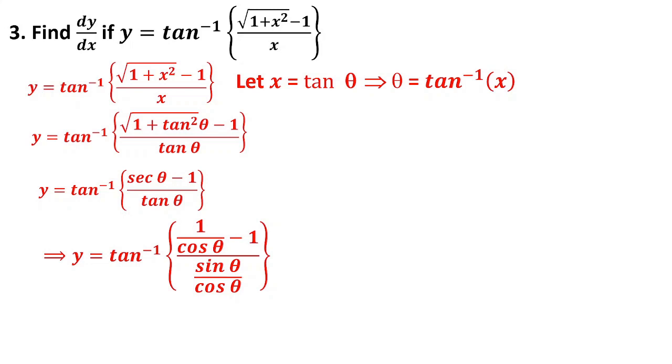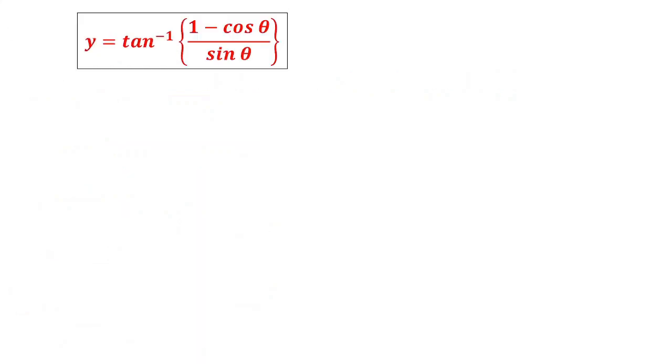Now let me replace secant and tan in terms of basic trigonometric functions. 1 by cos theta minus 1 by sin theta by cos theta. Take LCM in the numerator. It is 1 minus cos theta by cos theta. Denominator sin by cos, cos getting cancelled. So I end up with 1 minus cos theta by sin theta.